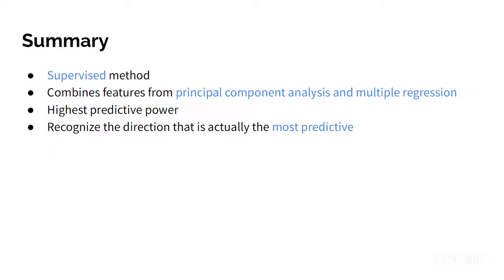And to summarize, PLS is a supervised dimensionality reduction method. It combines features from PCA, and it will do a multiple regression sort of thing. It has the highest predictive power. When you have labels, it's always better to do PLS than PCA, because it will give you the most predictive features. Not only will it explain the variation in data, it will retrieve the most important or predictive features. That's what PLS is. Any doubts?